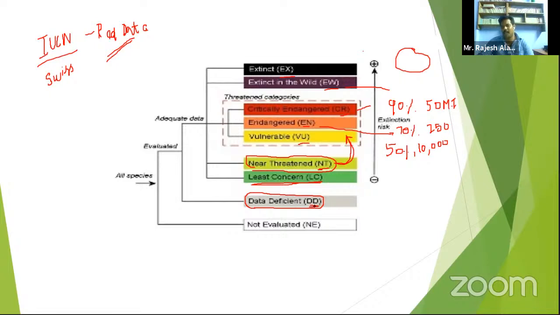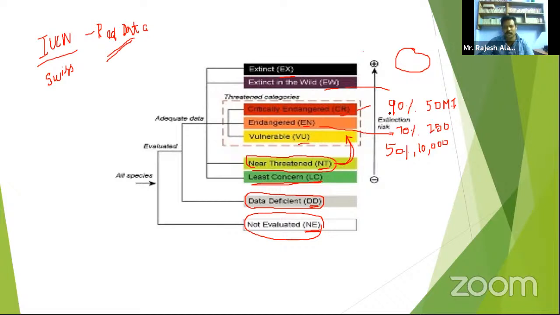I can't tell based on the data deficiency which category it falls under, vulnerable, endangered, or anything, because the research is not giving any conclusion. Not evaluated: even research itself has not started here. So these things, even our great Indian Western Ghats species, yes, sir, they are critically endangered.